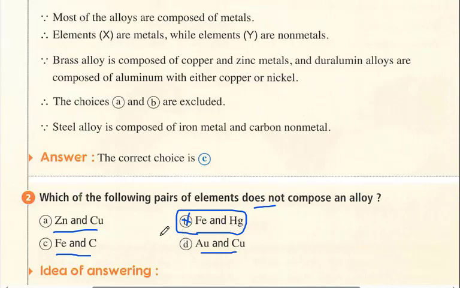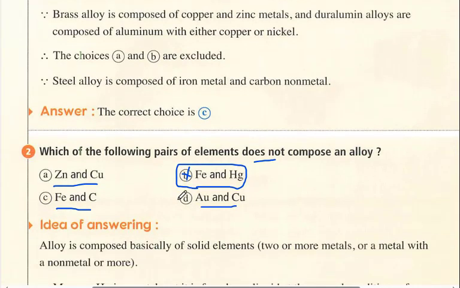If we make a mixture with mercury, it's called an amalgam. So you do not have to remember this. Mercury with iron cannot form an alloy, and this is the answer.